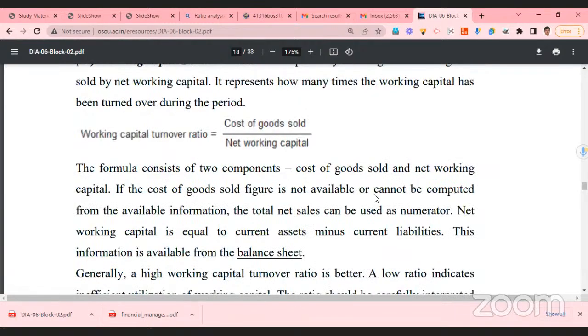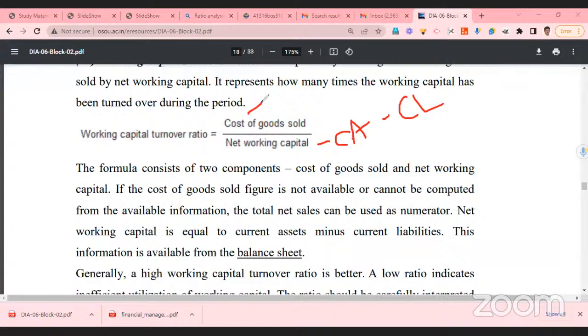So what does net working capital mean? CA minus CL. What is CA? Current assets. And CL is current liabilities. Current assets minus current liabilities is called net working capital.